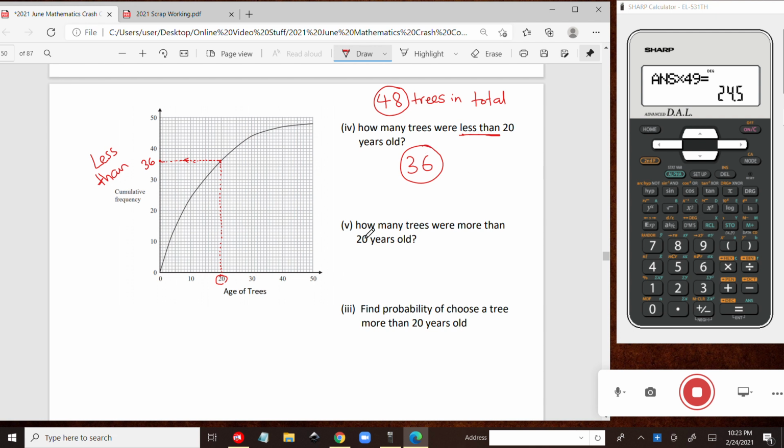Now, they asked a slightly different question. How many trees were more than 20 years old? Now, if there are 48 trees in total and 36 are less than, shouldn't the balance be more than, right? Think about it in something more relatable.